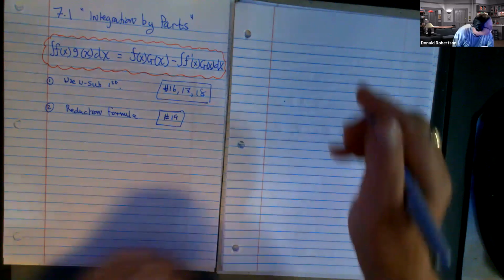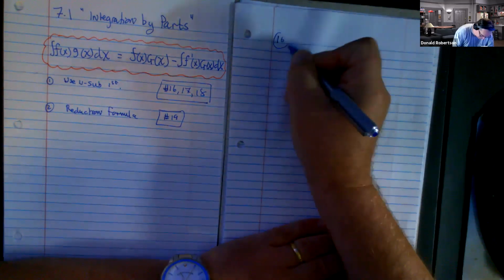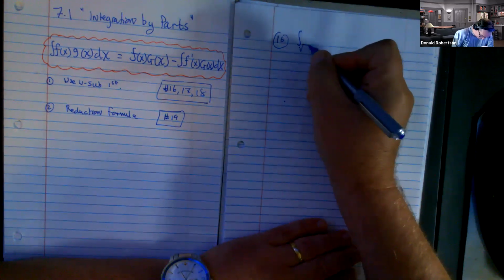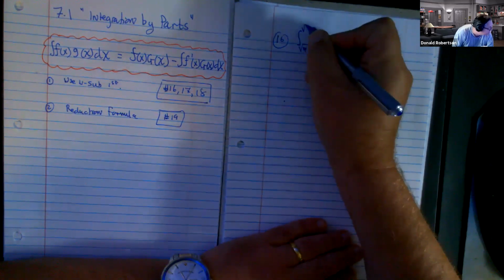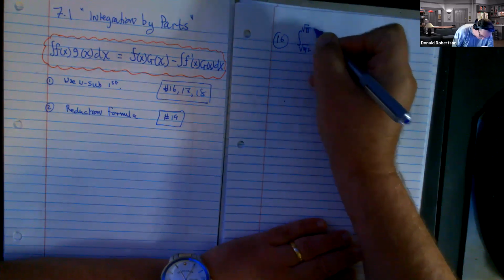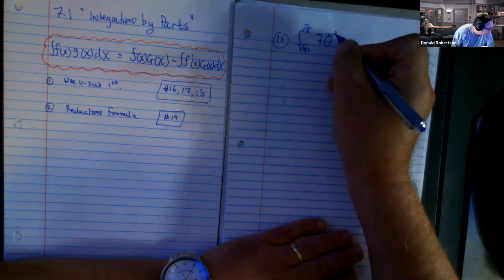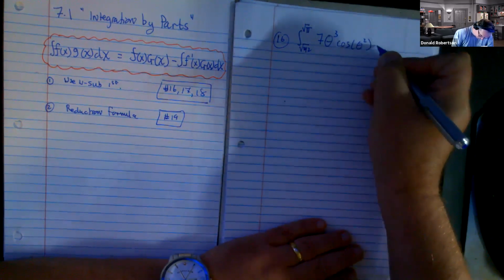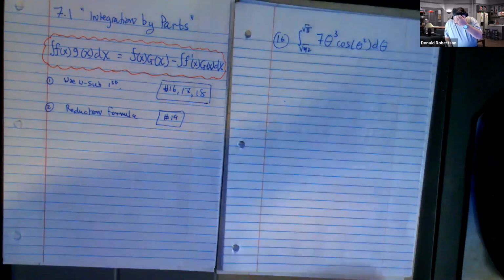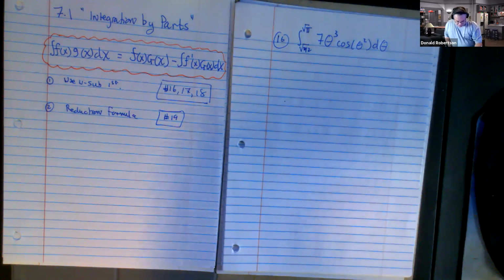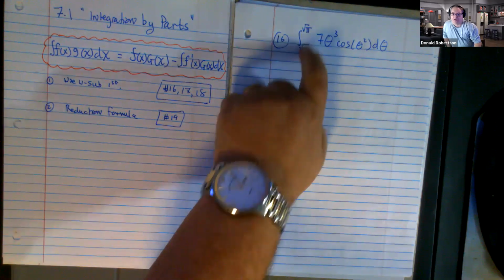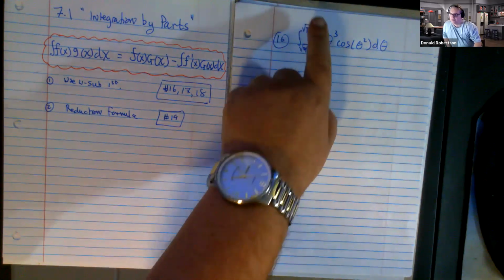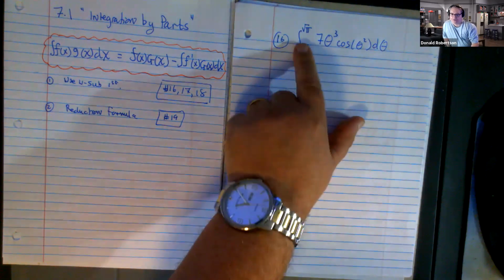Number 16. We're going to find the integral from the square root of pi over 2 to the square root of pi of 7 theta cubed cosine of theta squared d theta. Now this is a definite integral. In other words, it has limits of integration. For the sake of this question, let's just pretend they're not there for right now. We can worry about them later. So let's just focus on integrating this.